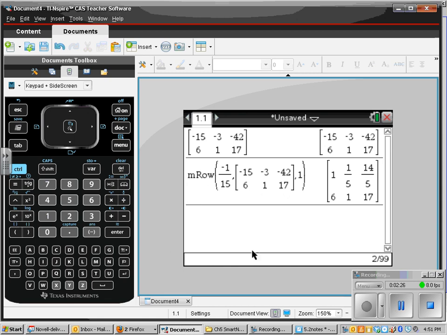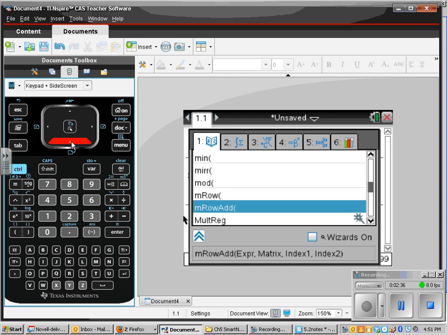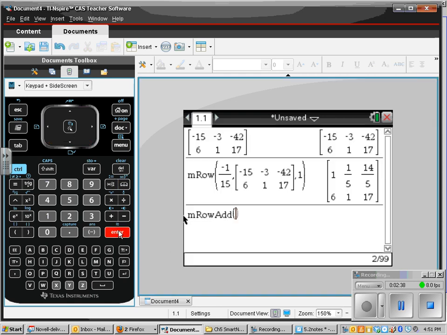Now my second chore is to get a 0 right here where the 6 is, because I'm working on this first column. To get a 0, I need 2 steps. So I go to the catalog and I choose mRowAdd. That has 2 operations in it. I need to add a -6 to this 6 to make it 0. So I'm going to multiply the first row by -6.